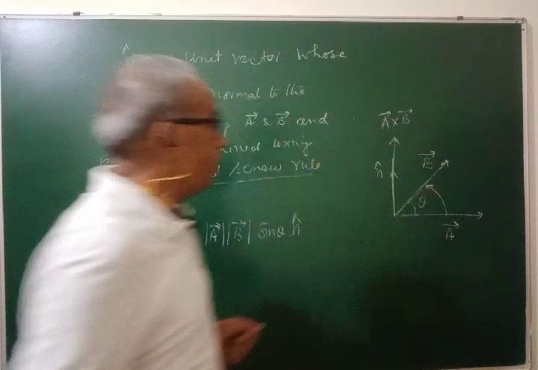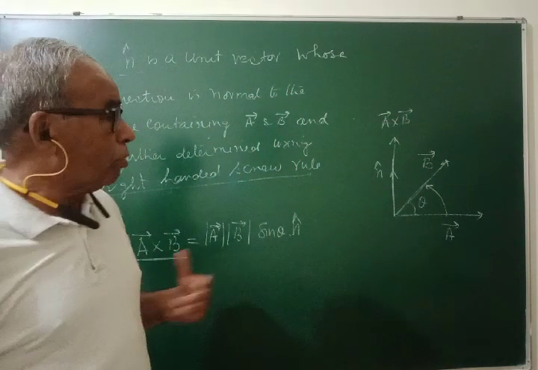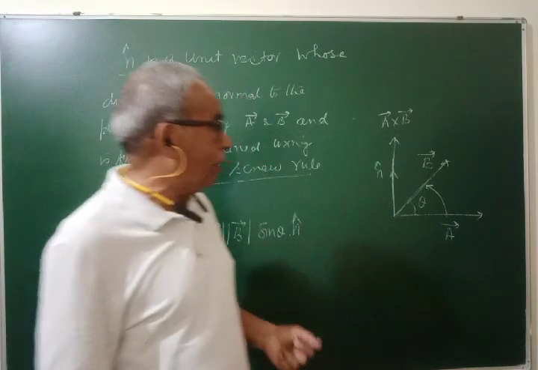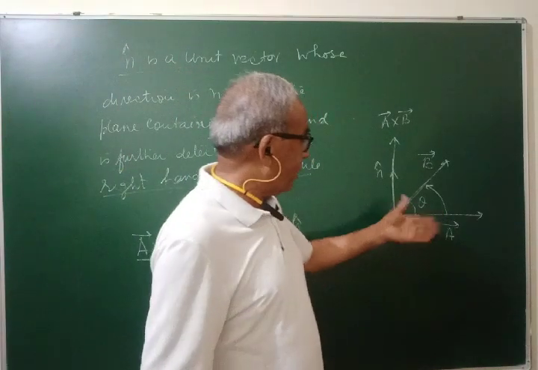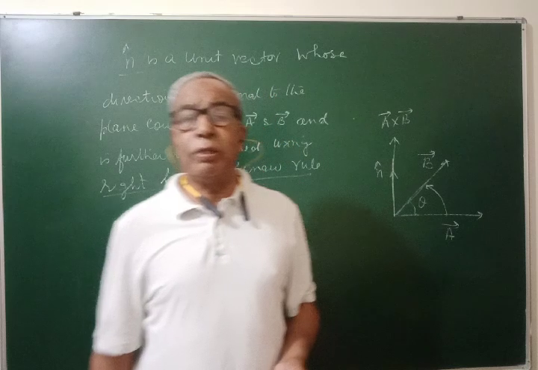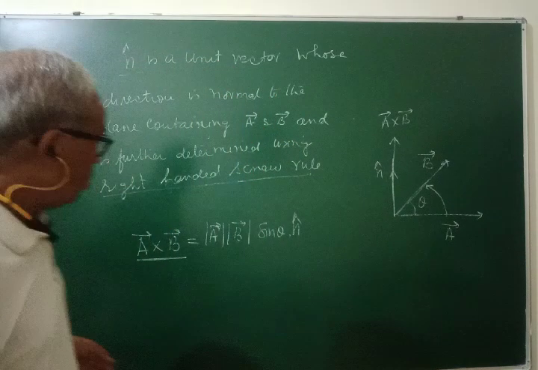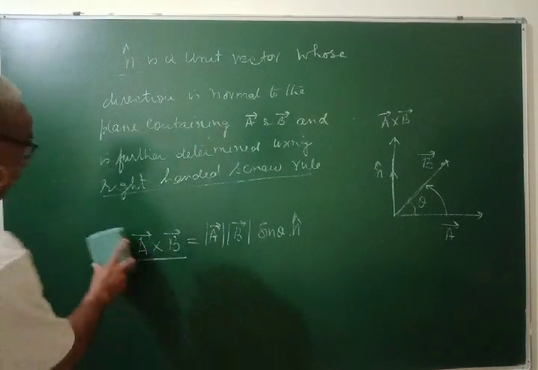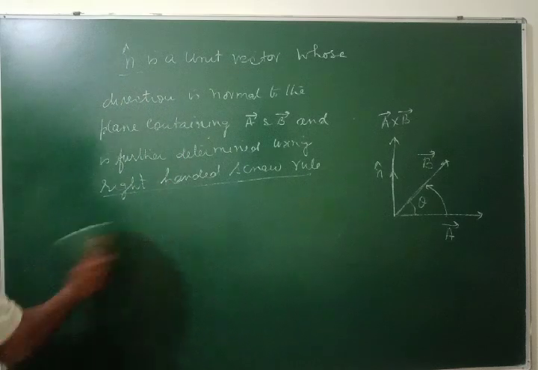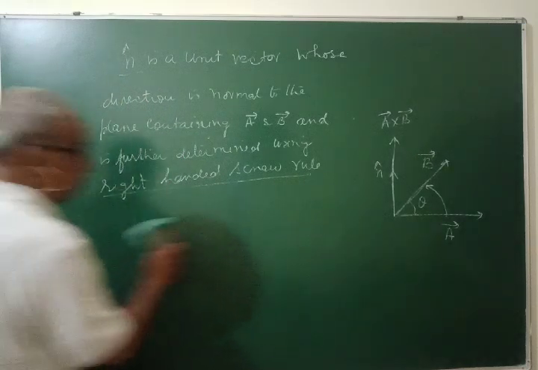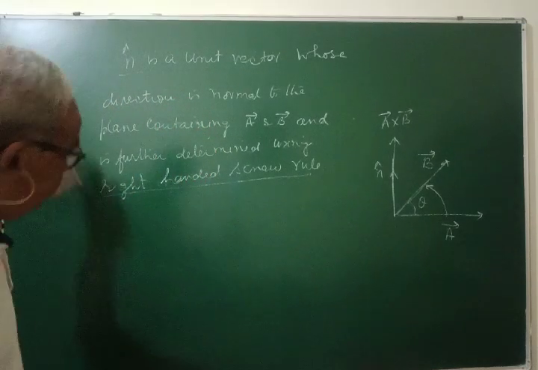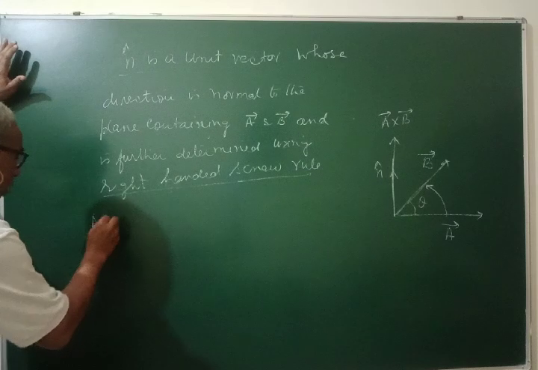A cross B is a vector whose direction is normal to the plane containing vectors A and B and is further defined by the right-handed screw rule. So what does the right-handed screw rule say? I will write here, according to the right-handed screw rule.